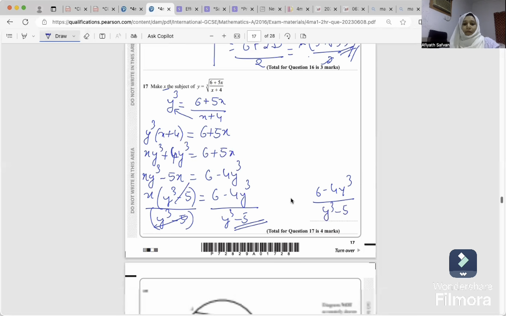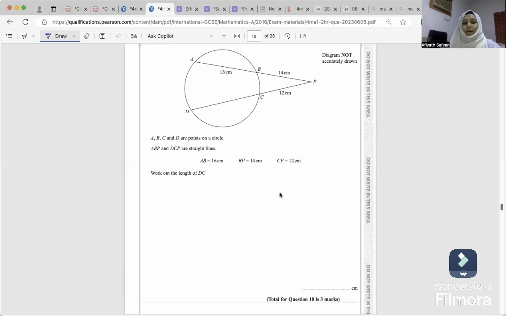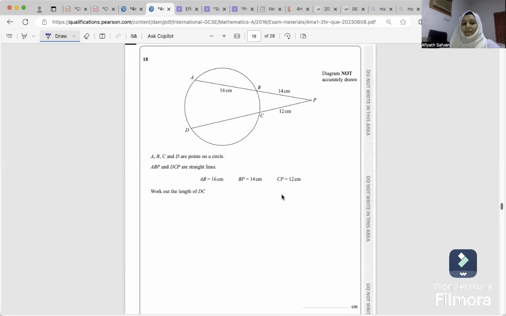All right, so here A, B, and C are points on a circle. A, B, P and D, C, P are straight lines. AB is 16, BP is 14, CP is 12, and we need to work out DC. So P is the common point over here, right? So I will take PA into PB, which is going to be PC into PD. So PA is going to be 16 plus 14, into PB, which is 14. Please take the values from here.